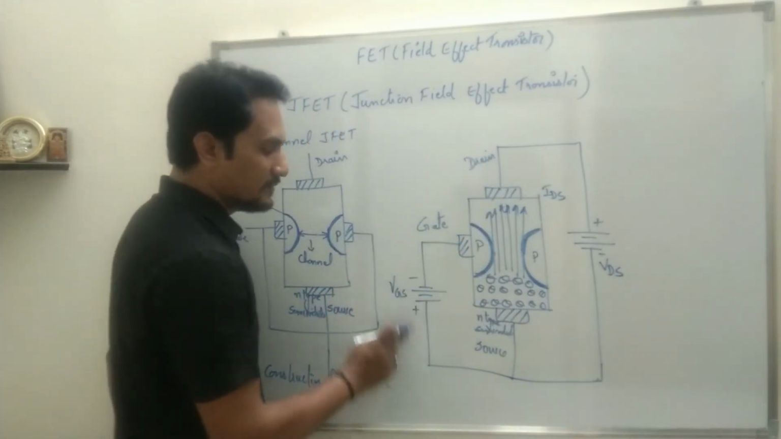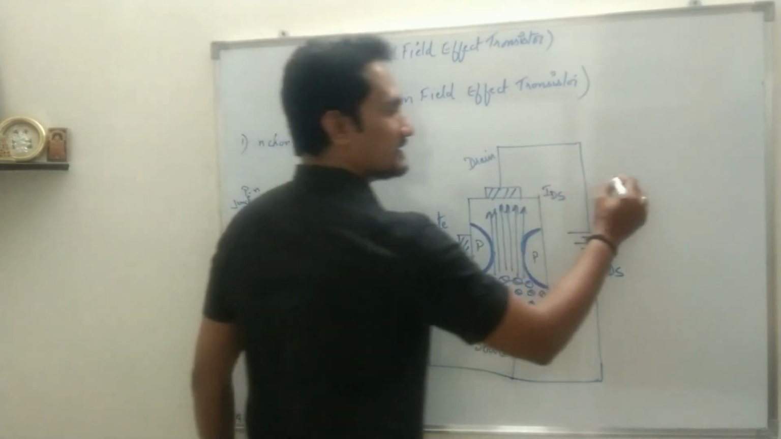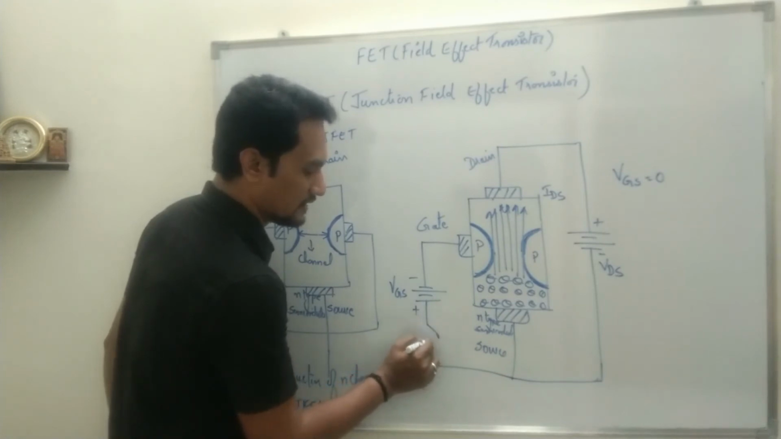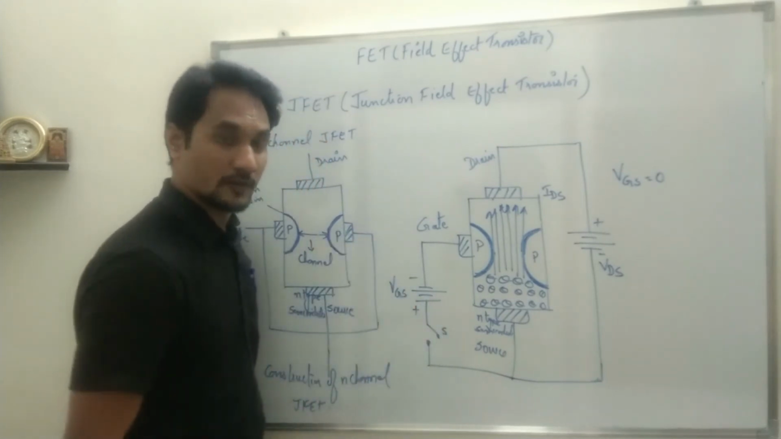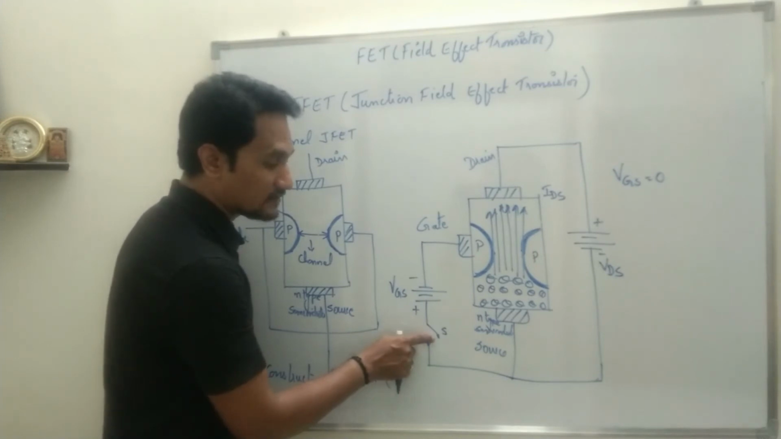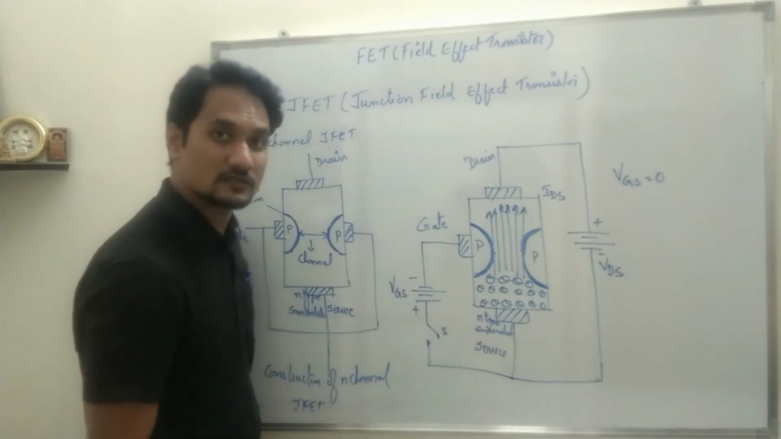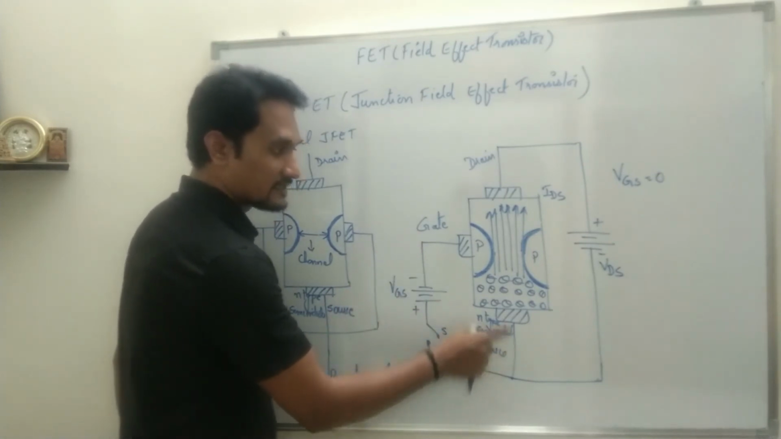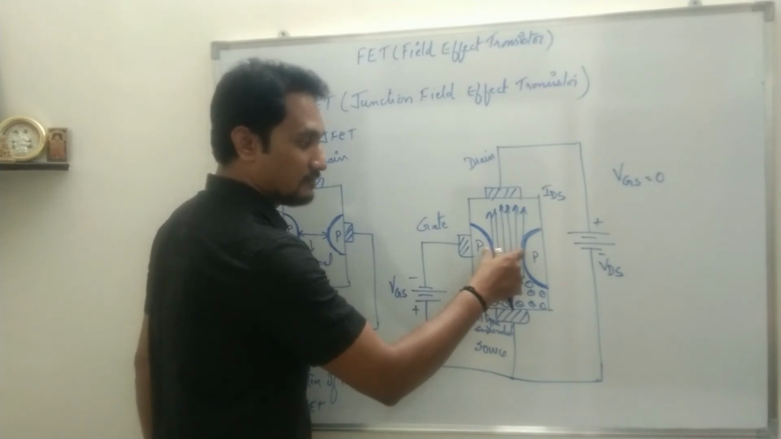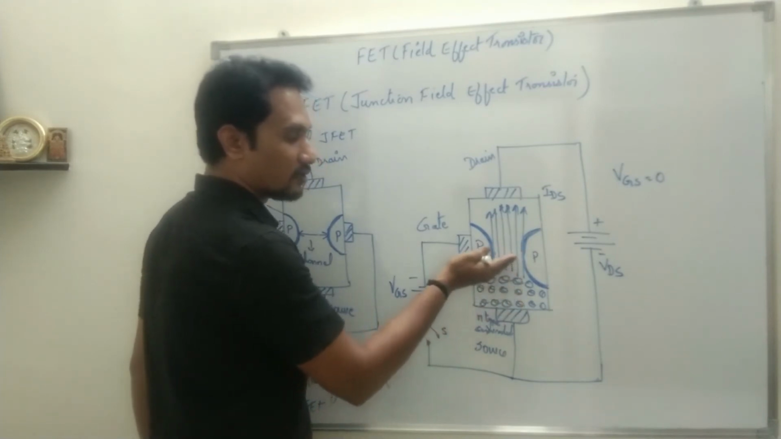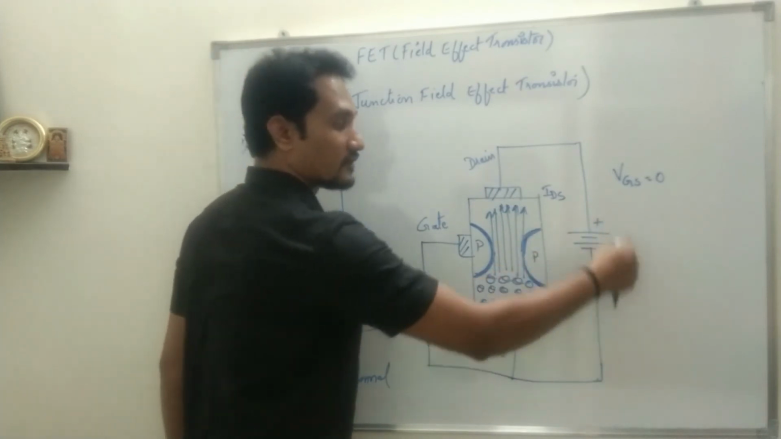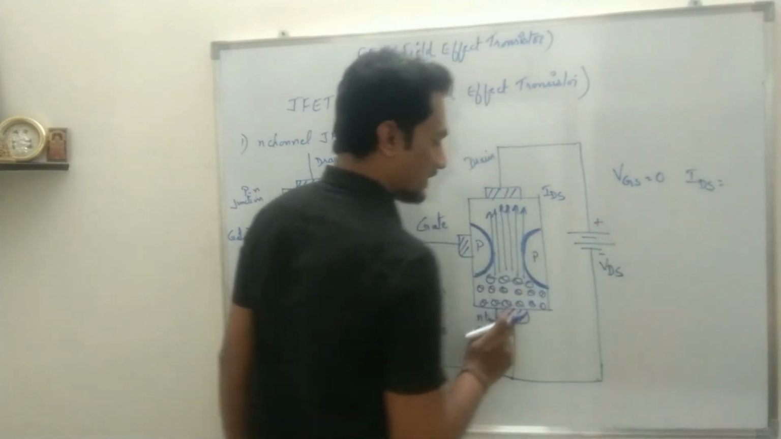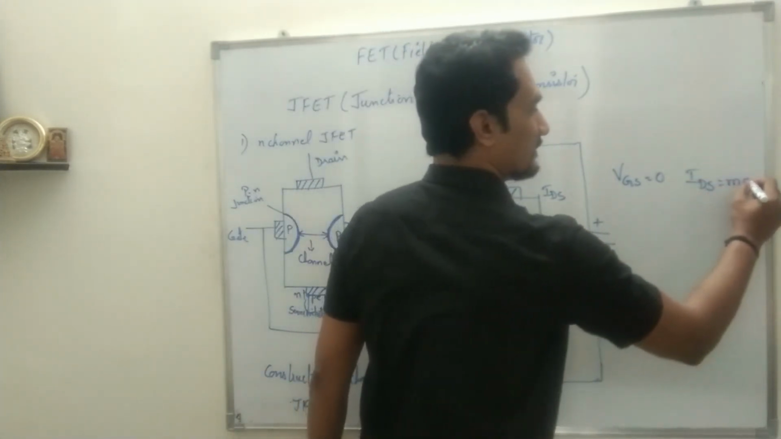Now tell me what happens when VGS is 0. Suppose I have a switch and I've kept it open. That means there is no potential between gate and source, and the channel width will be maximum. At that point, a large amount of electrons will move from source to drain because of VDS. So when VGS is 0, IDS, the drain to source current, will be maximum.